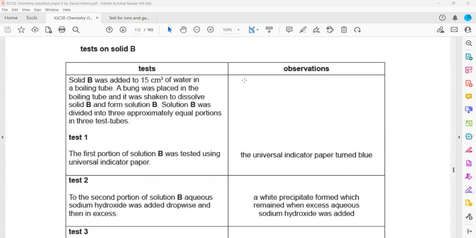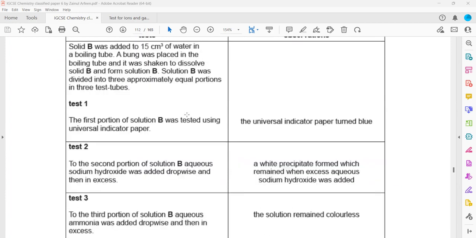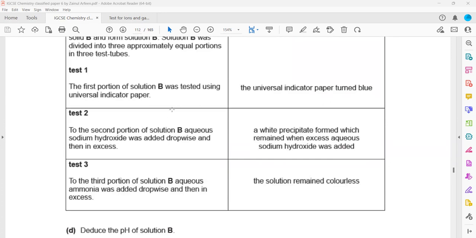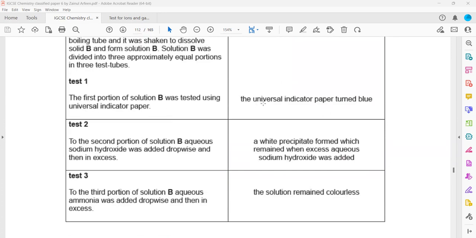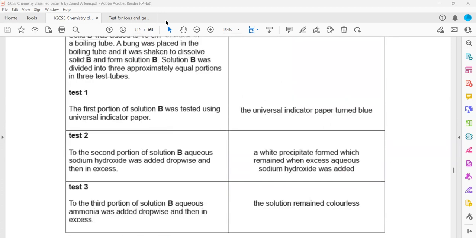Then solid B was added to 15 cm cube water in a boiling tube, and a bung was placed in the boiling tube and it was shaken, dissolved. And to the first portion, B was tested using a universal indicator, paper turned blue. So what does this give an idea? From 8 to 10 pH. Yes, or it is an alkaline solution. That is one idea we got.